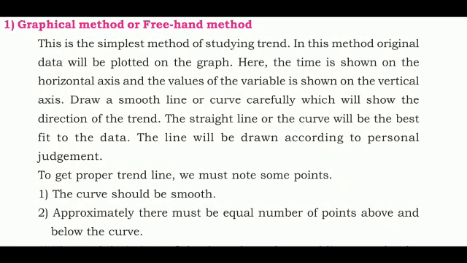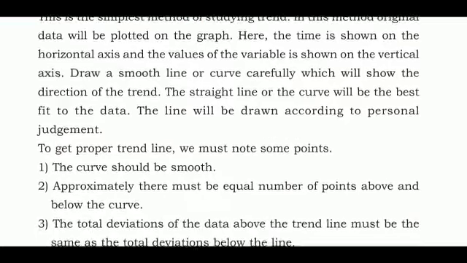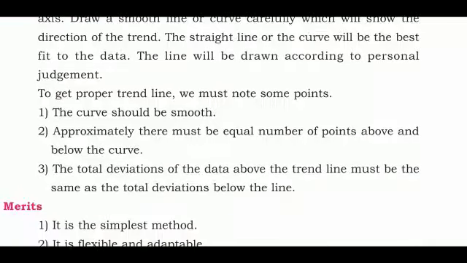Then you draw a straight line or curve, and that we call the trend line. The line is drawn according to personal judgment, so it is more biased. To get a proper trend line, we must note some points. The curve should be smooth. Second, approximately there must be an equal number of points above and below the curve. Third, the total deviations of the data above the trend line must be the same as the total deviations below the line.